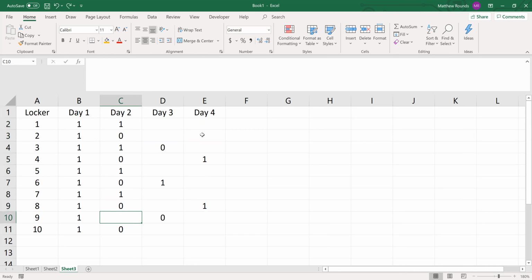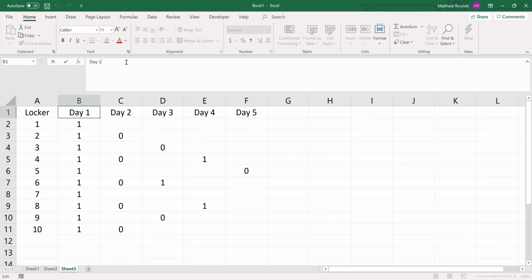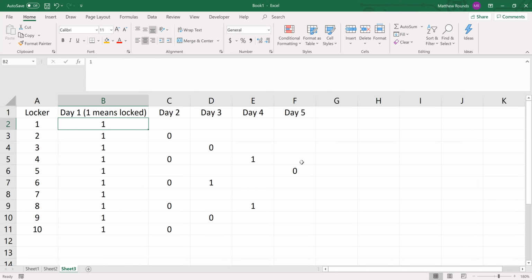So let me do it differently, because I don't know if that was super clear. Let's go to day 5. Day 5 is the one that's divisible by 5. So now it's locked. I'm sorry, it's unlocked. It's a 0. One means locked. So 10 was a 0. Now it's a 1.